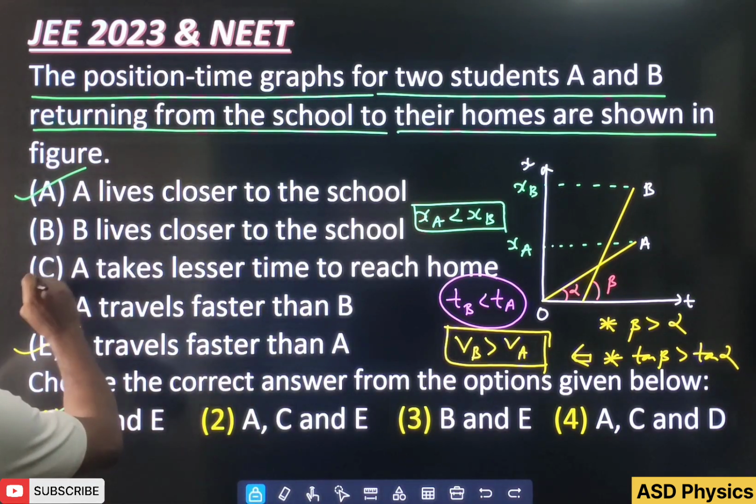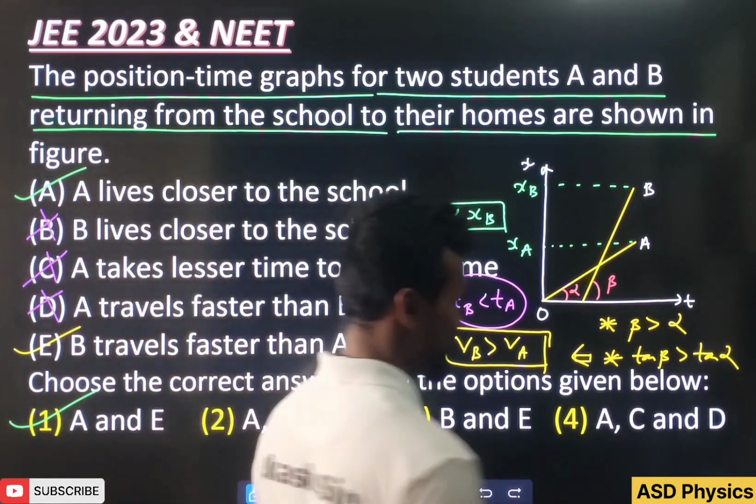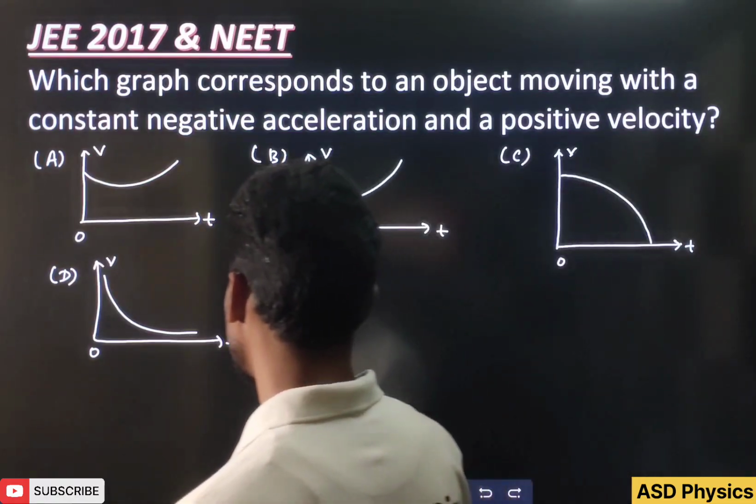Okay, so option C is wrong here, B is also wrong, and this is also wrong. So only A and E is correct here. Remember that VB is greater than VA, velocity is more, so time will be lesser. Okay, great. Now students, let's see the next question.